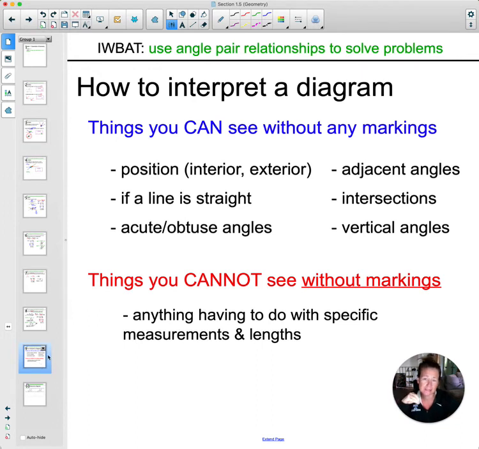Things that you can't see without having markings is anything to do with measurement. So you cannot tell if lines are congruent without markings. You cannot tell that an angle is 90 degrees without markings. You cannot tell that angles are congruent without markings. So you need to be really, really careful. The only number you can really tell without markings is a straight line at 180 degrees. Otherwise, there has to be markings on the diagram, or it has to be told to you in the problem.